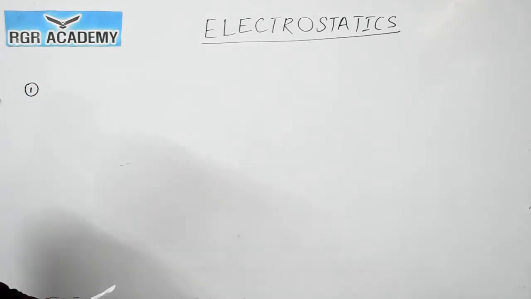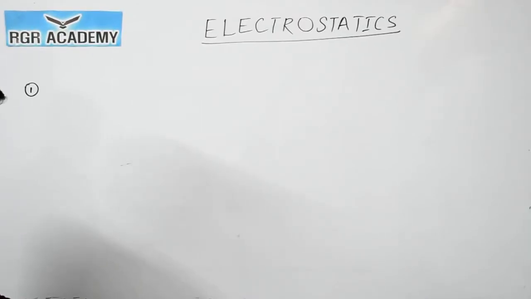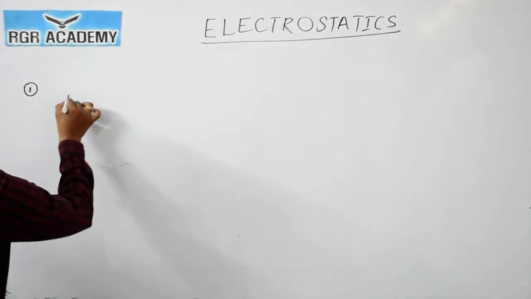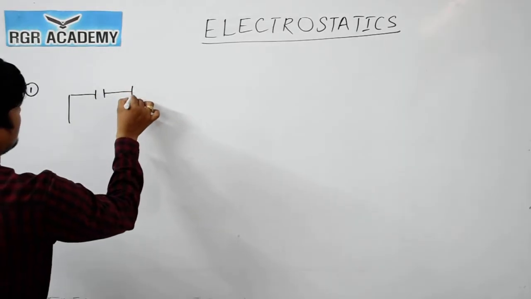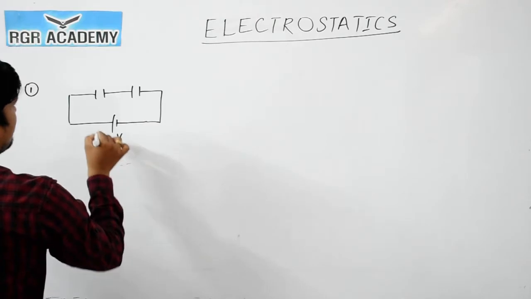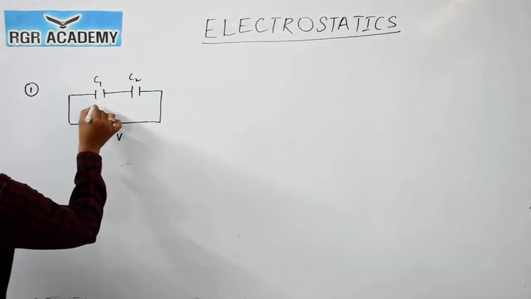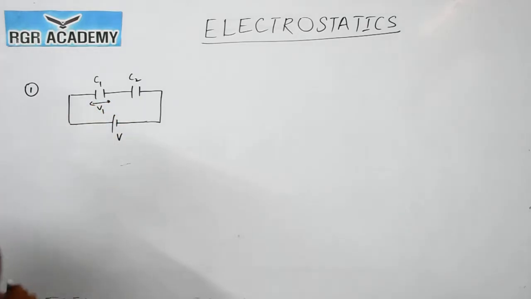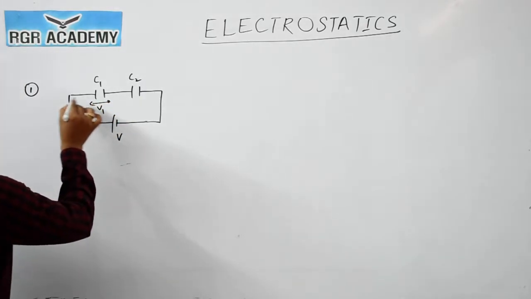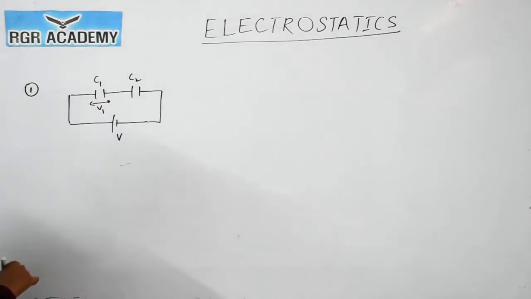Two capacitors of capacity C1 and C2 are connected in series and a potential difference V is applied across it. Then the potential difference across C1 is... Actually they have given two capacitors of capacitance C1 and C2. The potential difference is V, this is C1 and C2. They are asking the potential drop across this, which I will consider as V1.